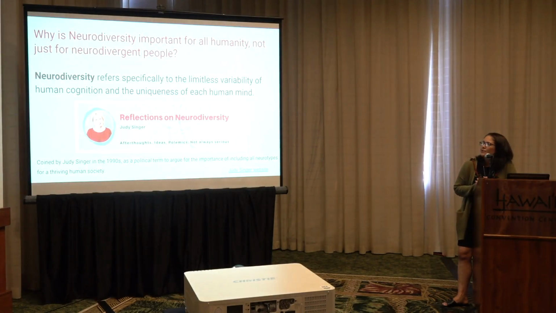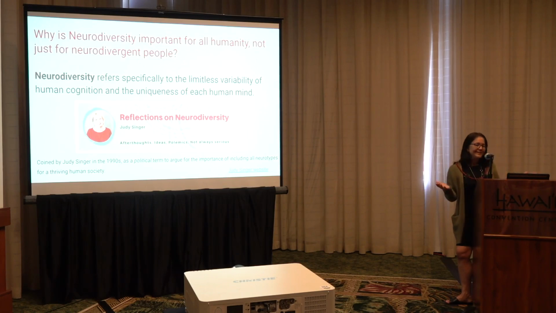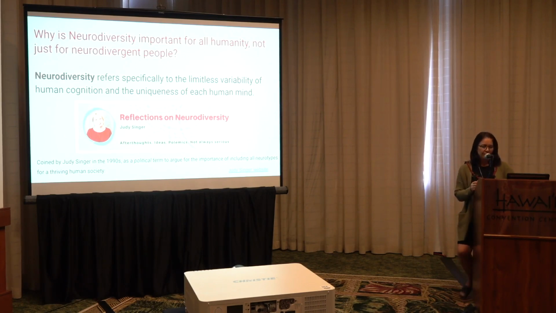And what neurodiversity refers to is the limitless variability of human cognition and the uniqueness of each human mind. So I think of our workplaces, our families, our classrooms, they're all filled with neurodiversity. And because we have all of this diversity, it's really important that we consider how to create a classroom environment that could really reflect our teaching practices to be more inclusive.